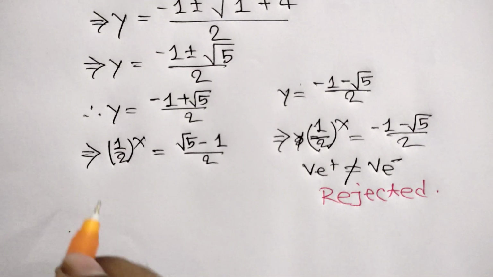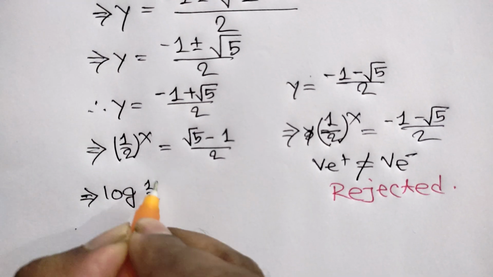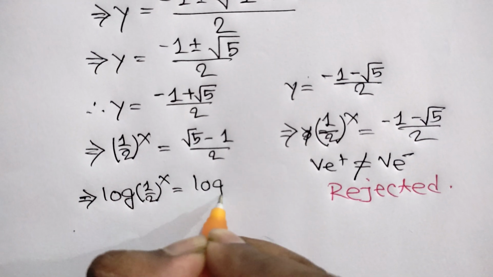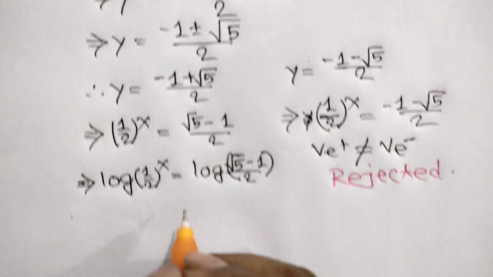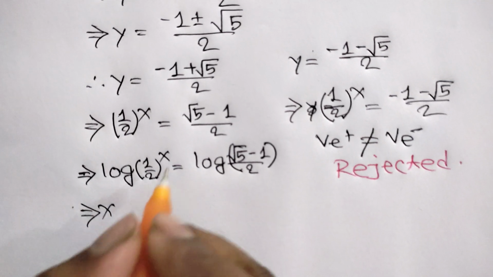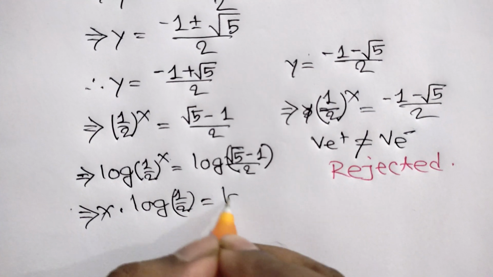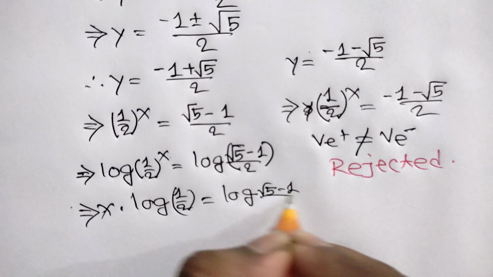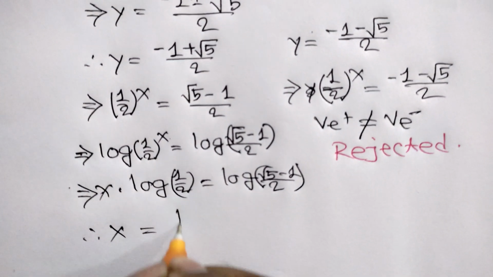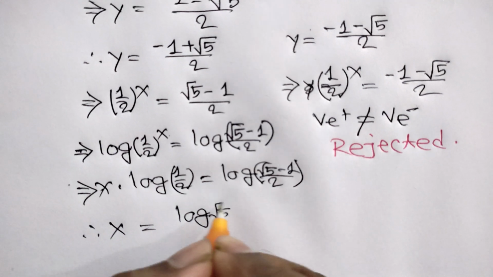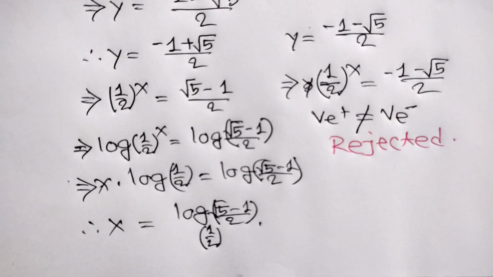Now, taking log on both sides, we can write log of 1 over 2 whole to the power x is equal to log of square root of 5 minus 1 over 2. Now we know a logarithm formula, so this x moves in front: x times log of half is equal to log of square root of 5 minus 1 over 2. Now dividing both sides by log of half, we get the value of x is equal to log of square root of 5 minus 1 over 2 to the base half, and it is our final answer.